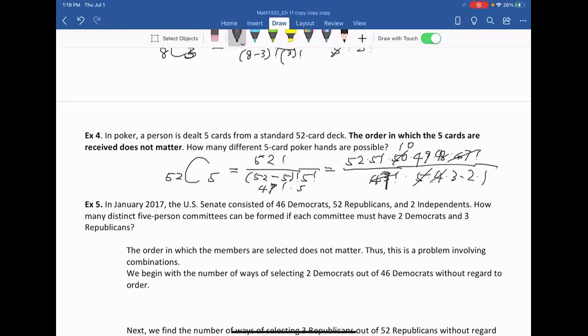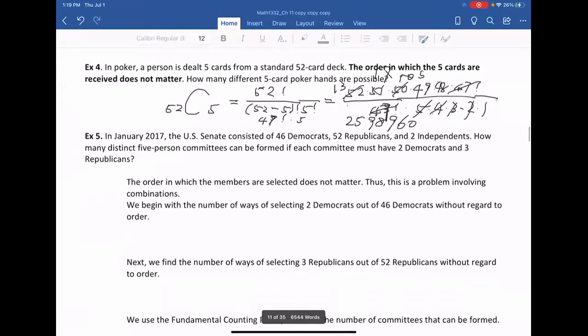That's very messy here. So the final answer should be 2,598,960. Okay, let's move on to the next example.